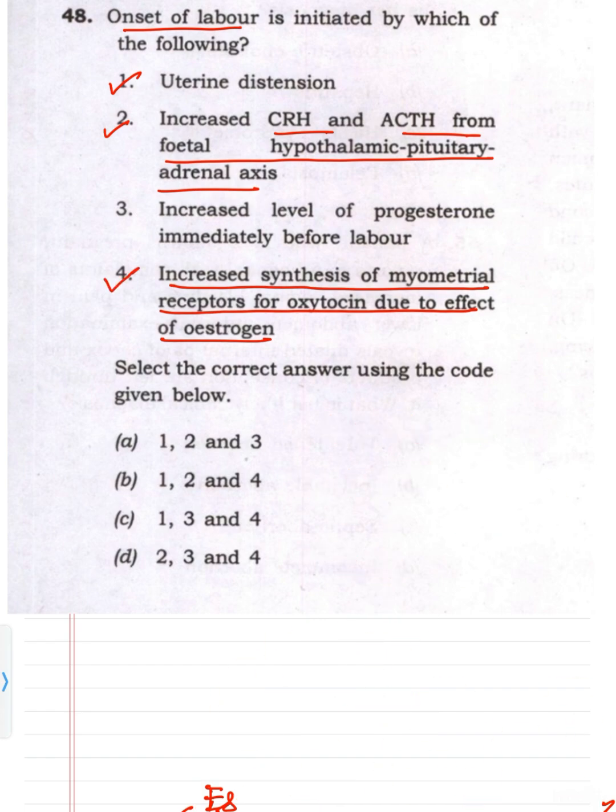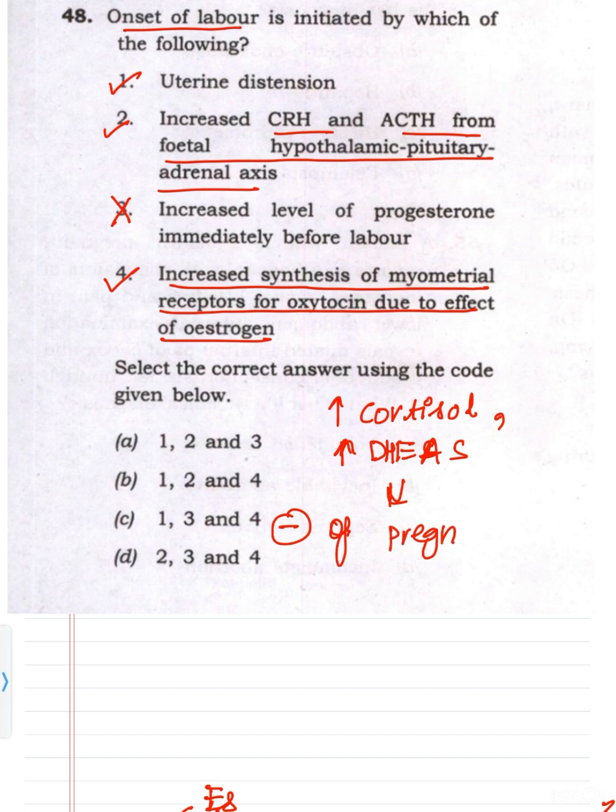Coming to the third option, that there is increased level of progesterone immediately before labor. So this is wrong. We know that the progesterone is actually responsible for maintaining pregnancy, not for terminating pregnancy. So what happens, as we have discussed, is that there is an increase in the level of cortisol, and there is also increased production of dehydroepiandrosterone sulfate. So increased cortisol and increased DHEAS lead to inhibition of conversion of fetal pregnenolone into progesterone.